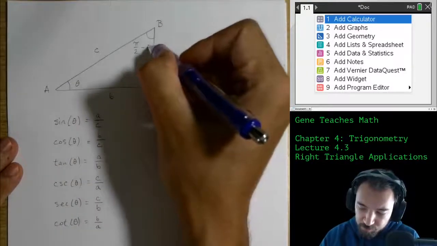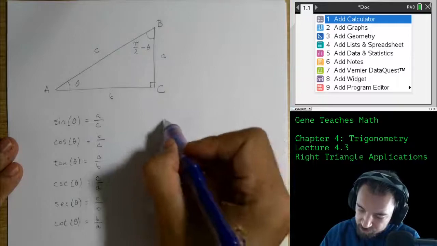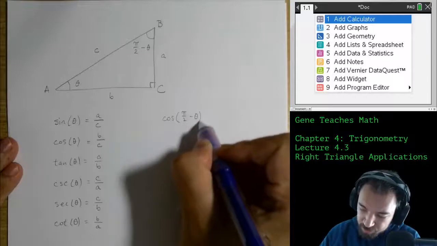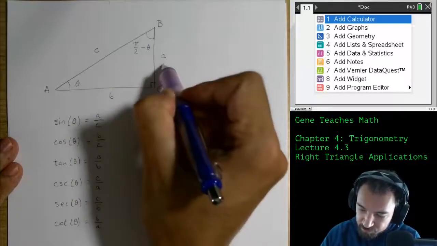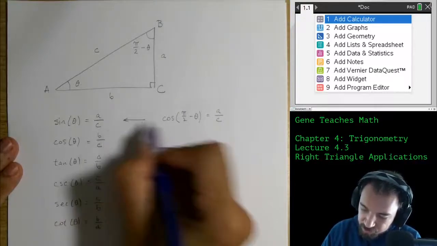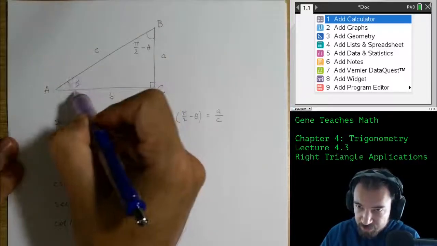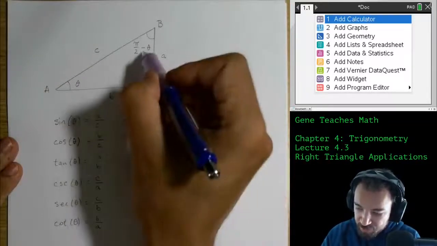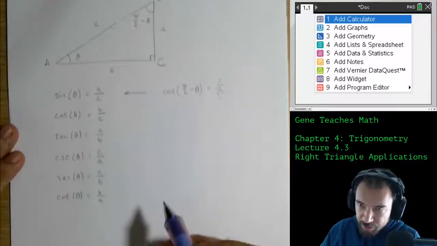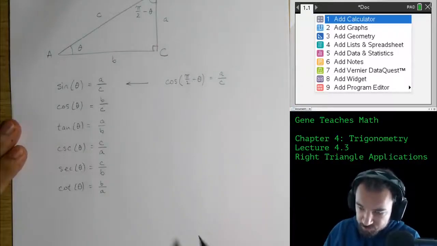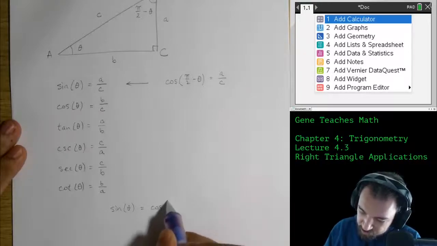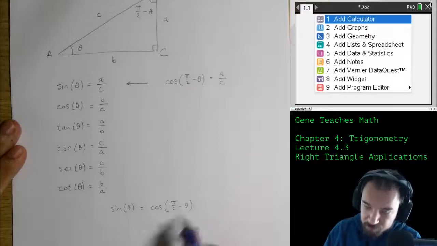And so if we look from angle B's perspective, and we say cosine of angle B, which is pi over 2 minus theta. From this angle's perspective, adjacent over hypotenuse is a over c. Notice that it matches this, because from theta's perspective, opposite is the same thing as adjacent from the complementary angle's perspective. And in fact, we can state, at least for right triangles, that in general, sine of angle theta is the same thing as cosine of the complementary angle.